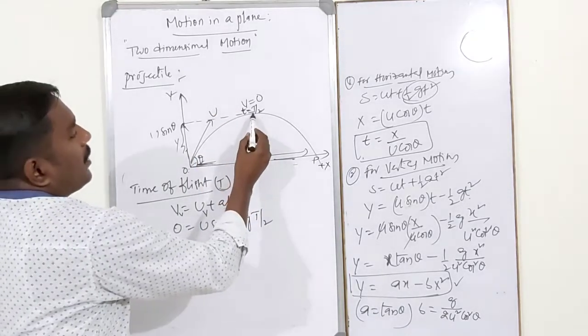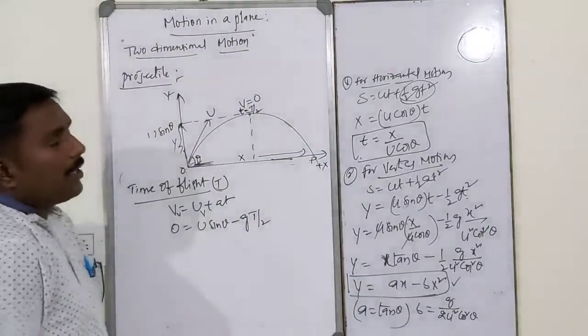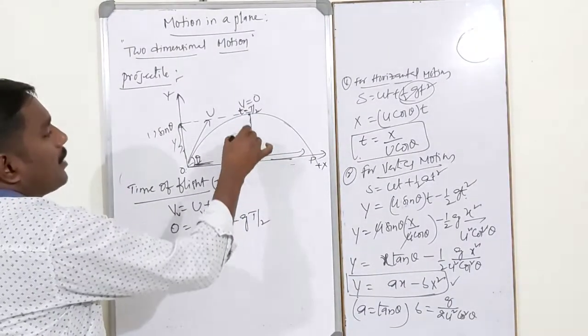Half of the time of flight it reaches here, and in the remaining half it comes down. So this is the maximum height reached by the projectile.